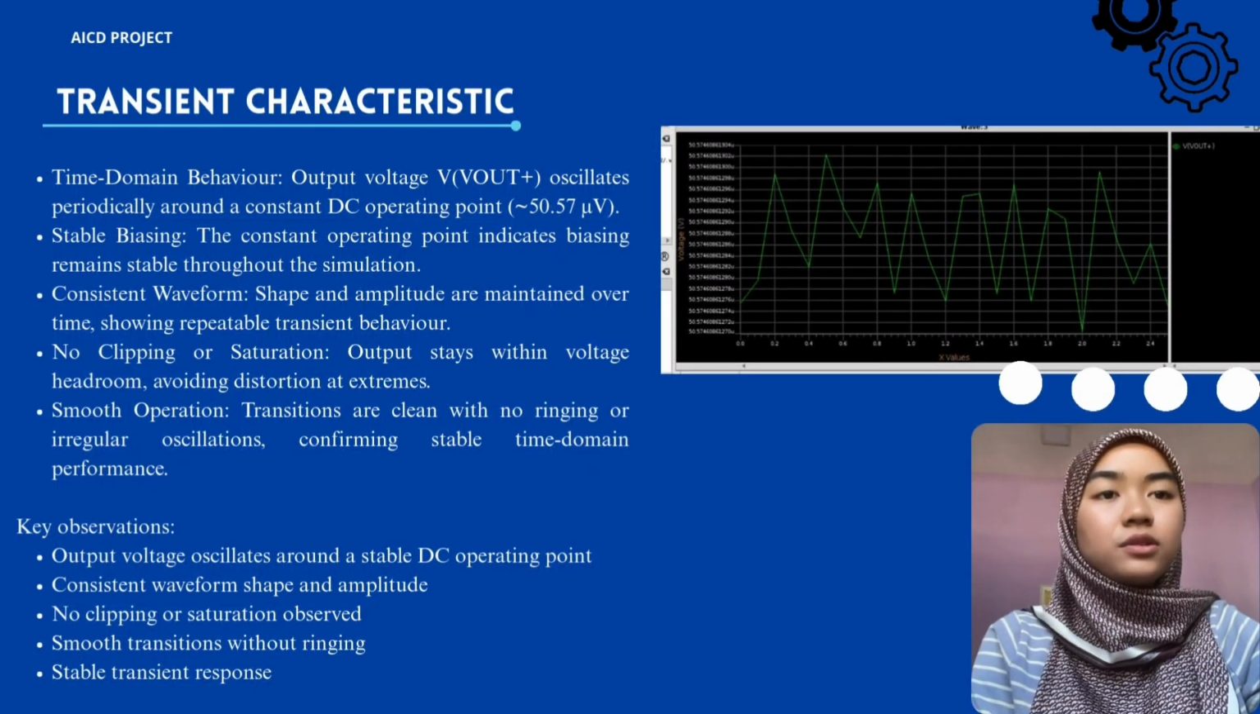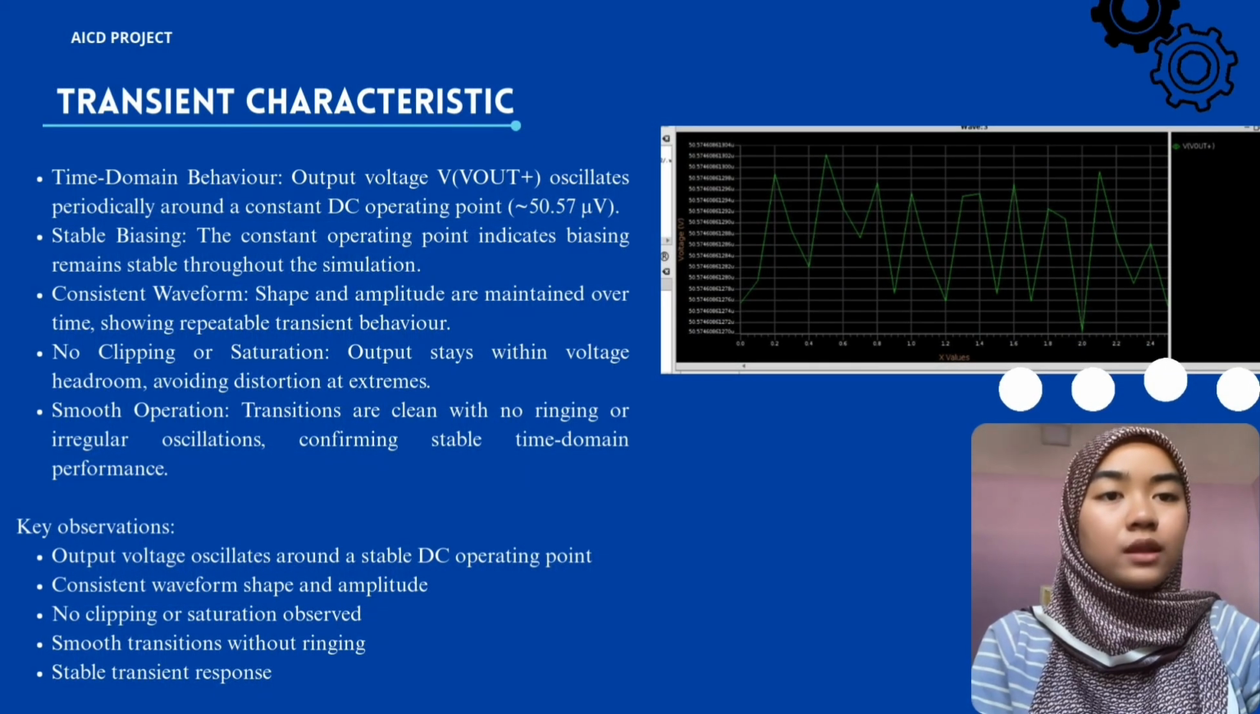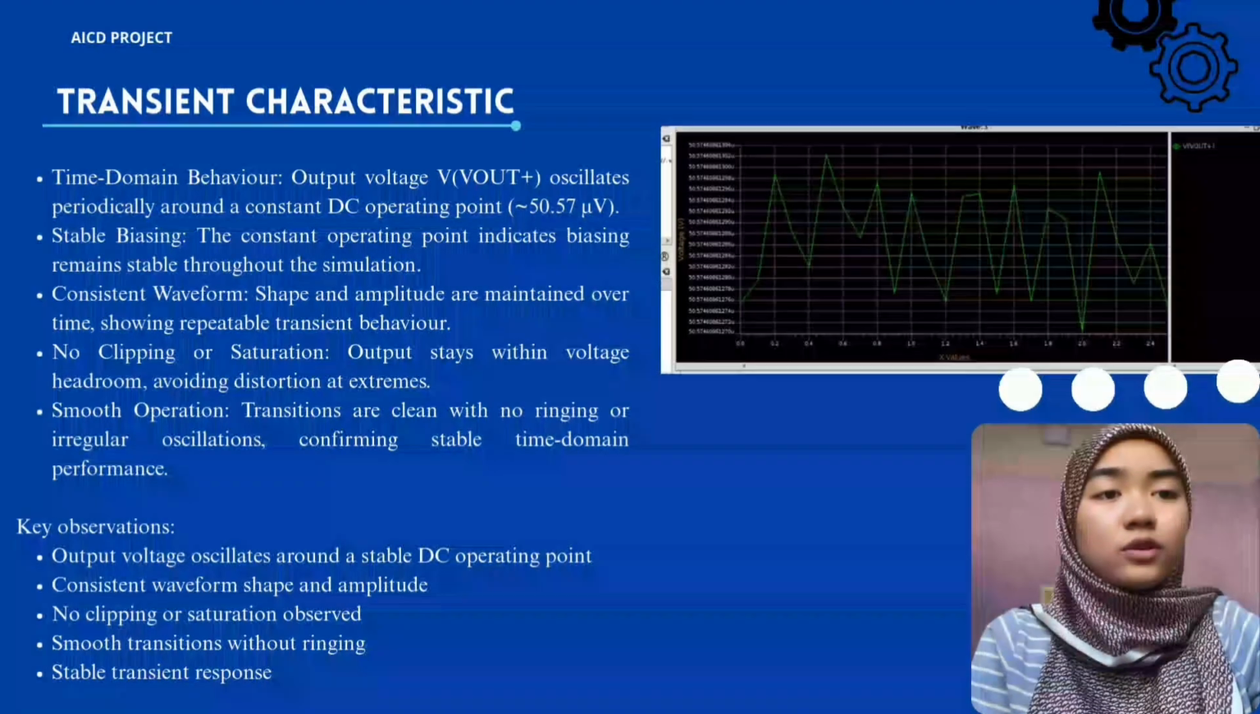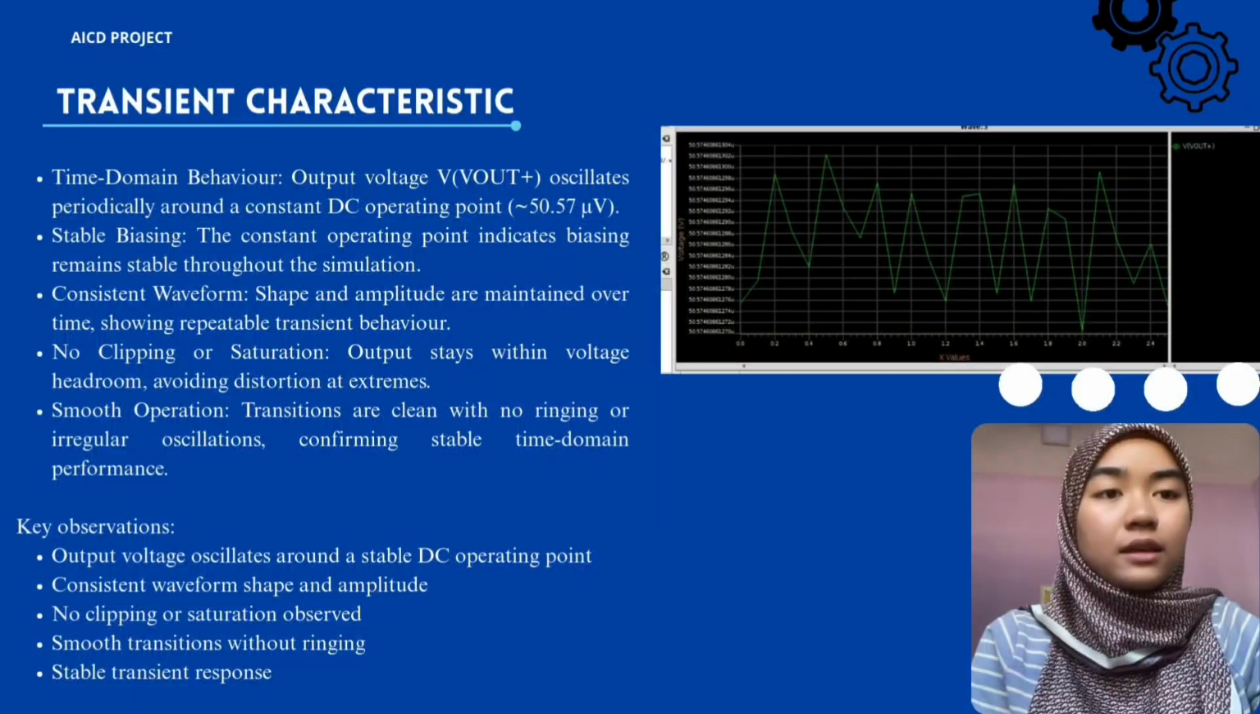Next, this slide shows the transient characteristic of the folded cascade operational amplifier, where the output voltage Vout positive is observed in the time domain. From the waveform, the output voltage fluctuates predictably around a constant DC operating level of approximately 50.57 microvolt, indicating that the amplifier remains properly biased throughout the simulation. The waveform maintains a consistent shape and amplitude over multiple cycles, which shows repeatable and stable time domain behavior.